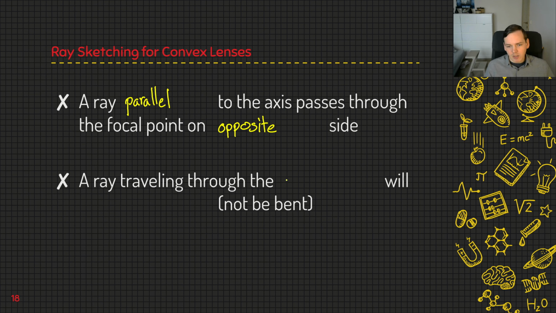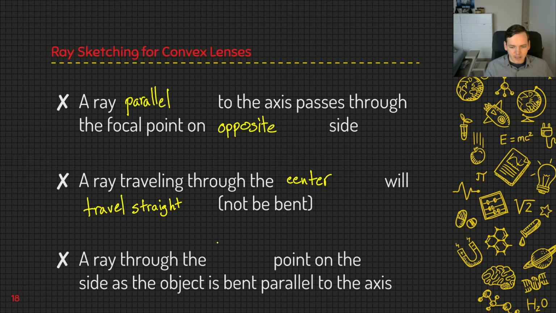A ray traveling through the center of the lens will travel straight and not be bent. If you're going exactly through the center of the lens, it functionally goes straight through. It does get bent as it goes into the lens, but when it comes out the other side, it gets bent a corresponding amount, so it's as if it went straight through.